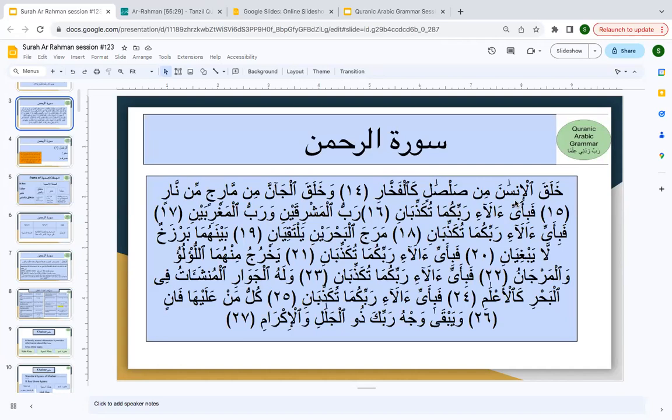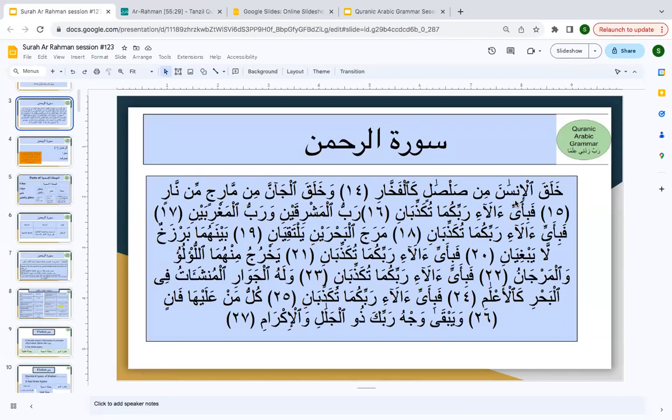Al-jan. Al-janna. There is a fatha at the end of the word. What is al-jan doing there? It is going to be in jumla fi'liyya. You have fi'l, fa'il, maf'ul. So al-jan is going to be your maf'ul.